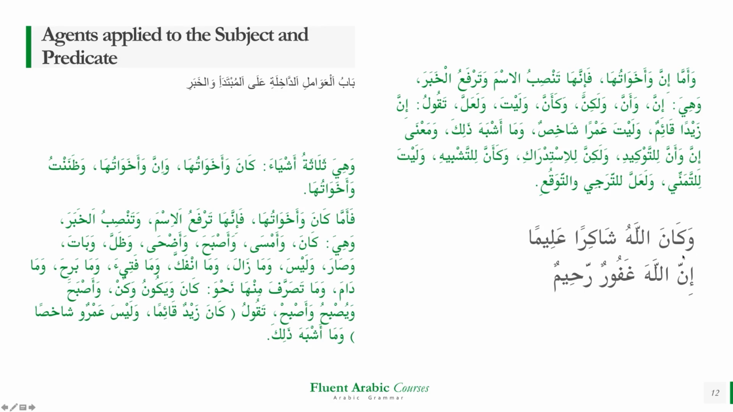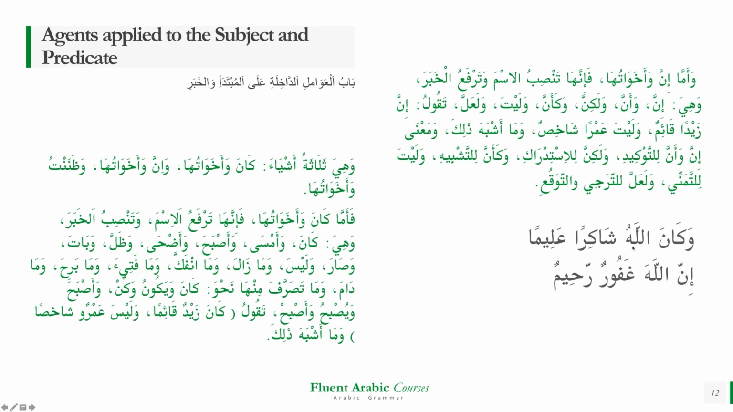So here we see this rule in action. وَكَانَ اللَّهُ شَاكِرًا عَلِيمًا. So the question is, why is there another word after the khabar of kana and why is it mansub? What is the answer? So all these particles can have more than one mubtada and more than one khabar. So here we see a second khabar and it takes the same i'rab as the first one.